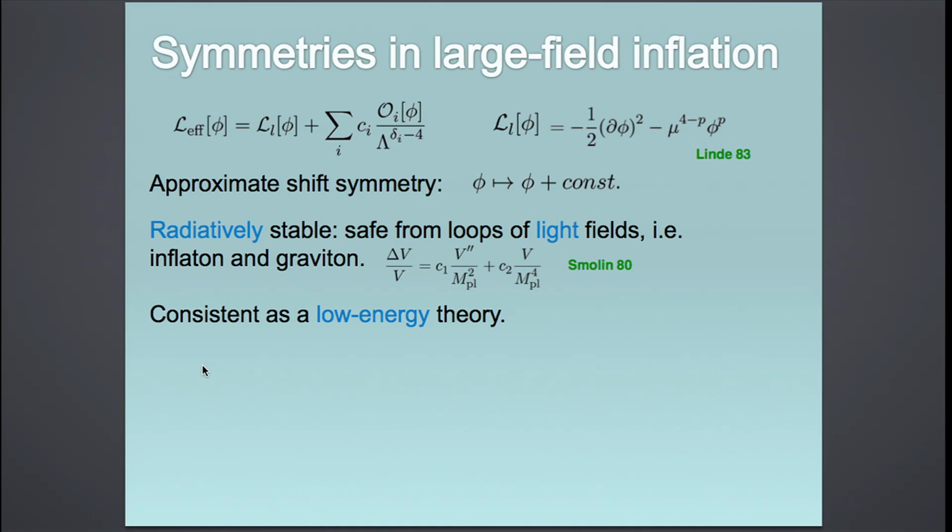You just look at the renormalizable theory. Then, as we heard in the talks by Andrei and by Eva, this theory enjoys an approximate shift symmetry, and that shift symmetry renders the theory radiatively stable. In particular, in the limit that you take this mass parameter mu to 0, there are no corrections at all. Now, radiatively stable means, to belabor it, safe from loops of the light fields.